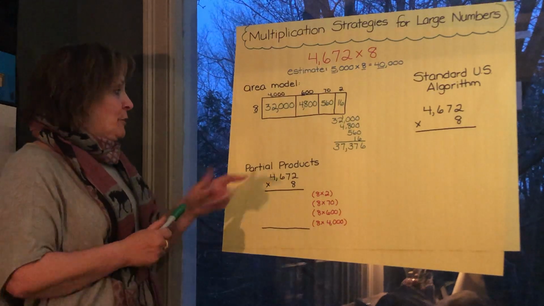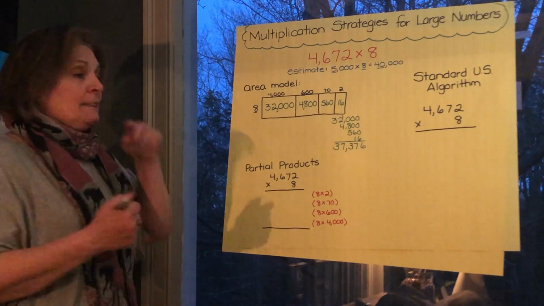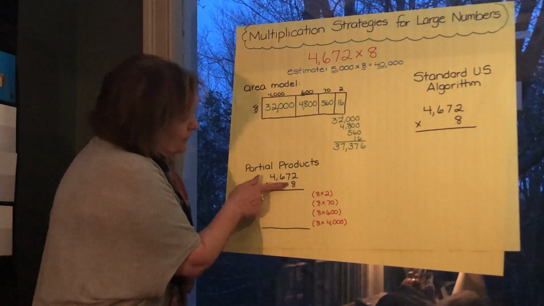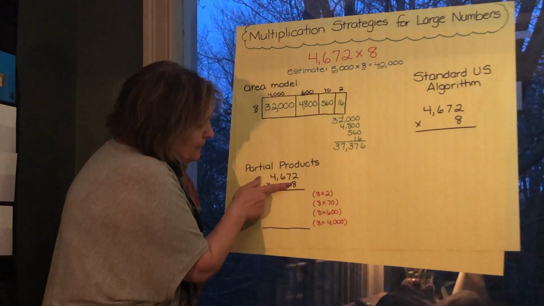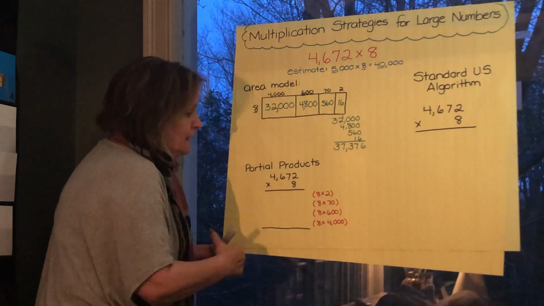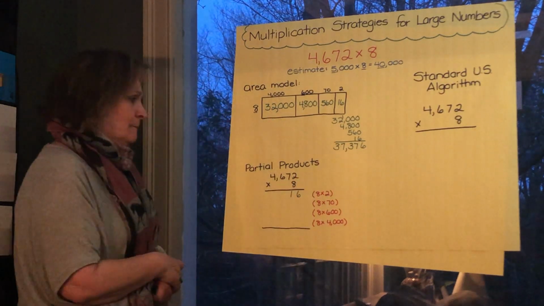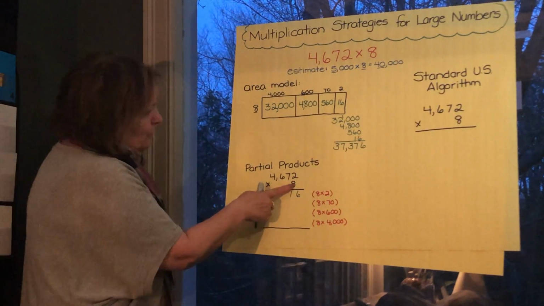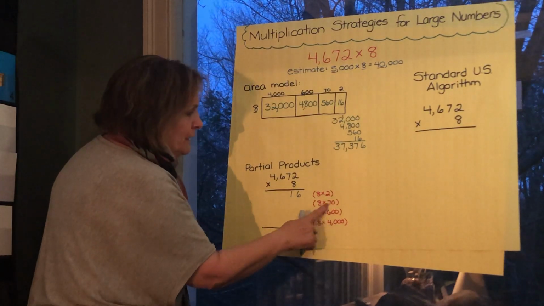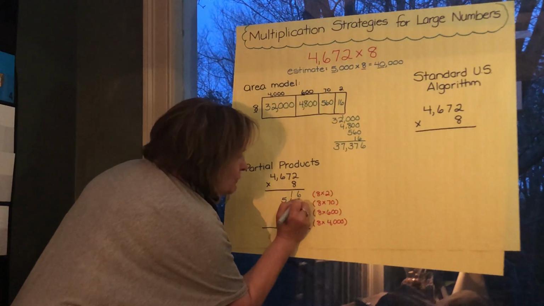Now, speaking of partial products, that's another way that we learned. And this is the way a lot of you did it last year, is you just looked at the first thing you were going to multiply, which is 8 times 2. You wrote it over here, 8 times 2, and you said that that was 16. And then you looked at 8 times 70. You wrote it over here. 8 times 70 is 560.